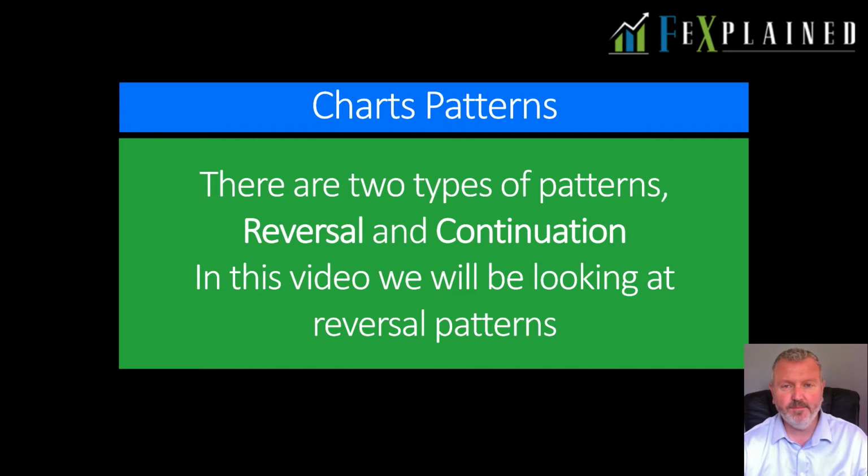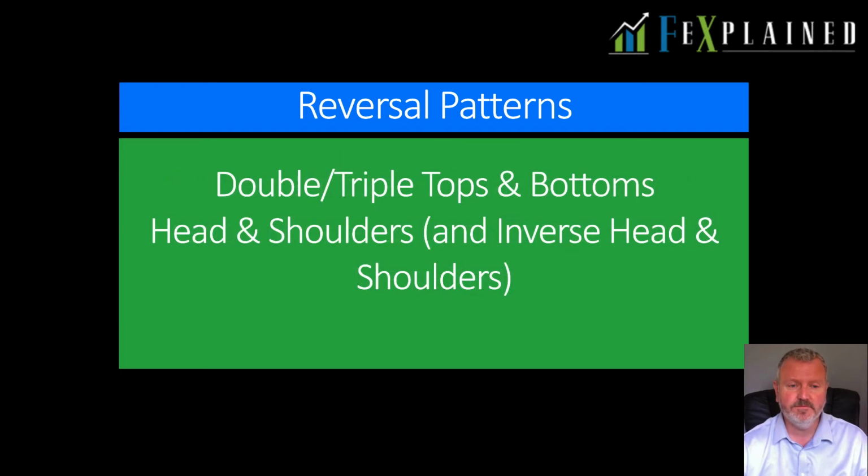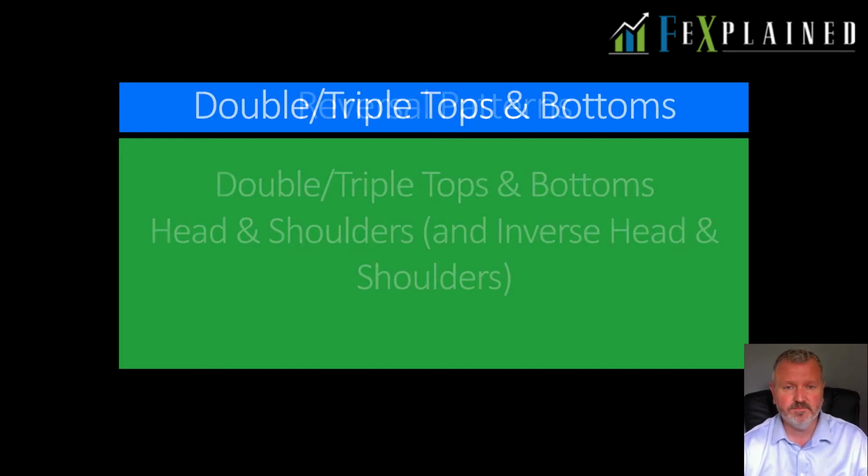There are 2 types of patterns, reversal patterns and continuation patterns. In this video, we're going to be looking at reversal patterns. A reversal pattern signals that a prior trend will reverse upon completion of the pattern. Reversal patterns include double tops and triple tops, triple bottoms and double bottoms, head and shoulders tops and inverse head and shoulders bottoms.